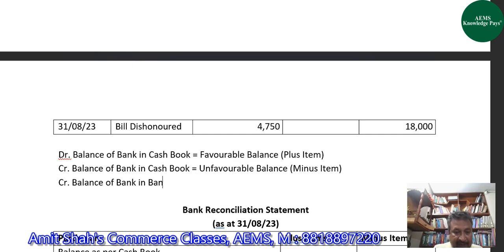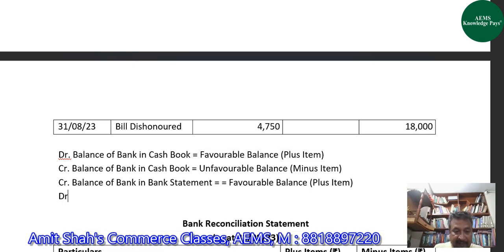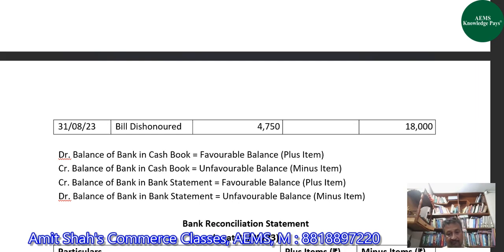Or a credit balance of bank in bank statement is also a favorable balance, because when the bank says that there is a credit balance, it means for the bank the business is a creditor. Means the business has a right to recover money from the bank. And in case there is a debit balance of bank in bank statement, it means it is an unfavorable balance, because in that case the business becomes a debtor for the bank. It means the business is liable to pay to the bank, and it would be a minus item.